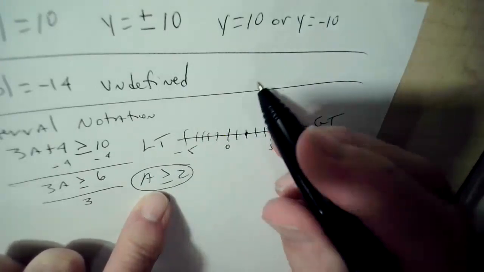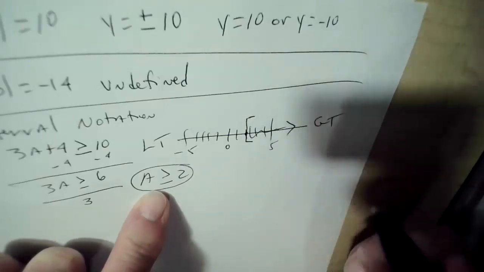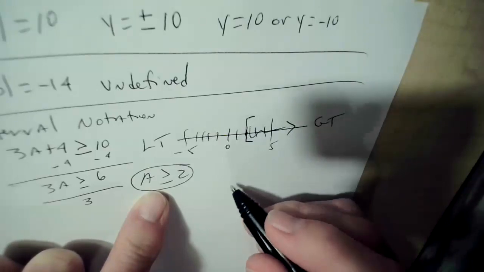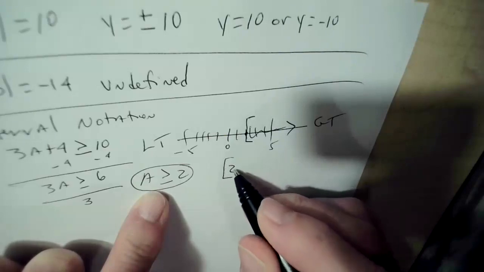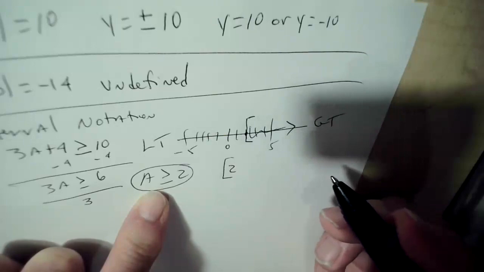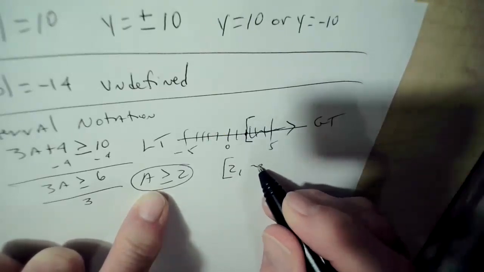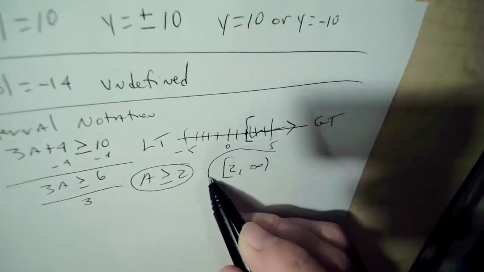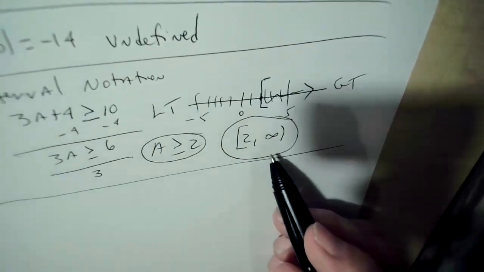Now, remember, this is greater than, this is less than. Greater than or equal to, we use a bracket, opening to the right because it's greater than, and it goes on forever. So what's on the low side here? 2 with a bracket. Remember, interval notation is the same thing as what's on the number line. And what's on the high side, where does it end? It does not. Positive infinity with a parenthesis.